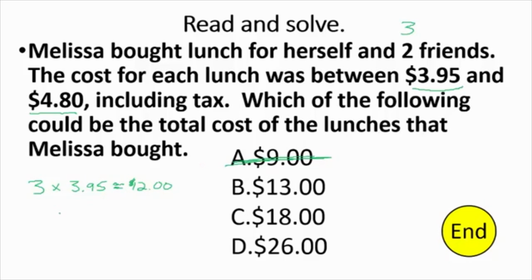We know this. Now the maximum she spent was $4.80 per meal. So we could take 3 times $4.80. Mathematically, you've got a calculator. 3 times $4.80 gives me $14.40. The maximum she could have spent. So which other 2 numbers can we throw out from that information? Letter C is gone, $26. Letter D is gone. Our choice in this case is $13.